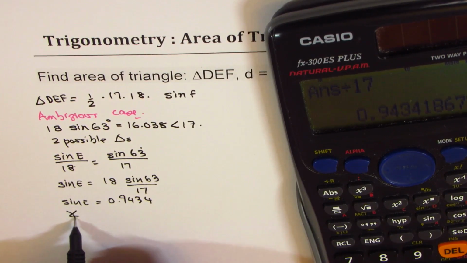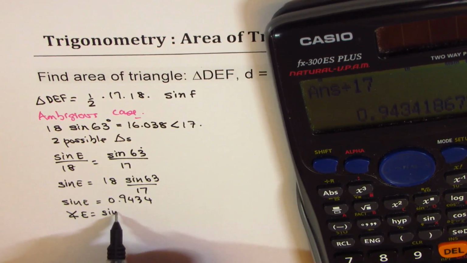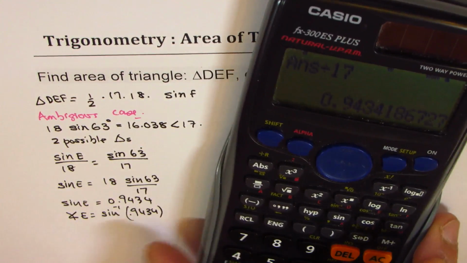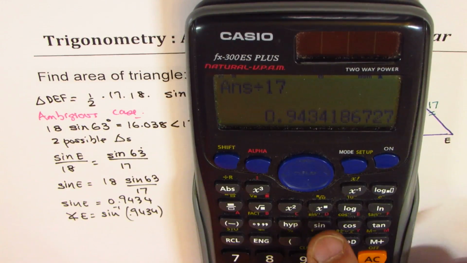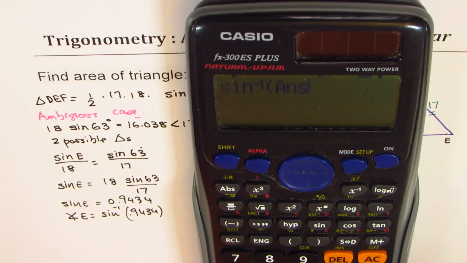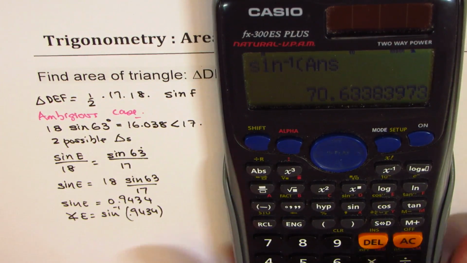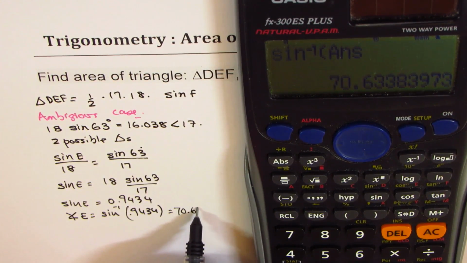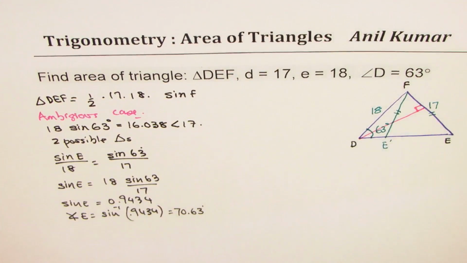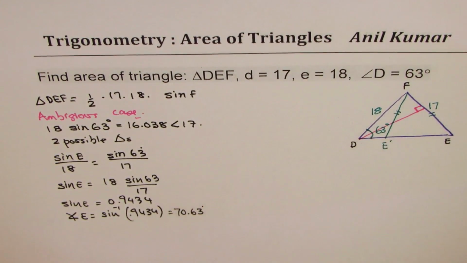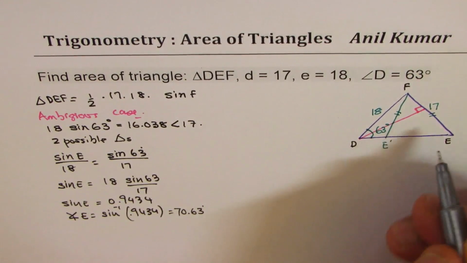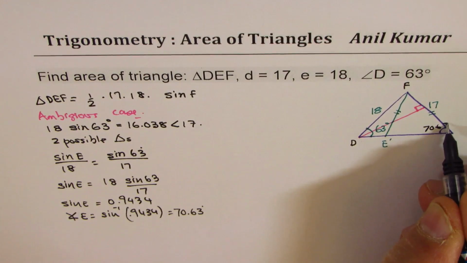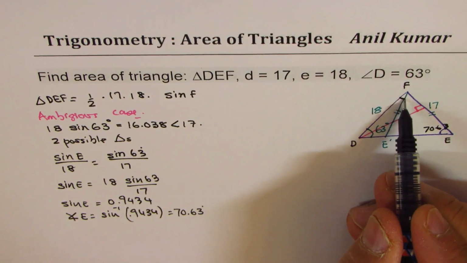So angle E is equal to sine inverse of 0.9434. So we'll do sine inverse of this, shift sine inverse of our answer is equal to 70.63. Let's write 70.63 degrees. We'll take two decimal places, correct? So what we find here is that this particular angle is 70.63. Now what is angle F in that case?